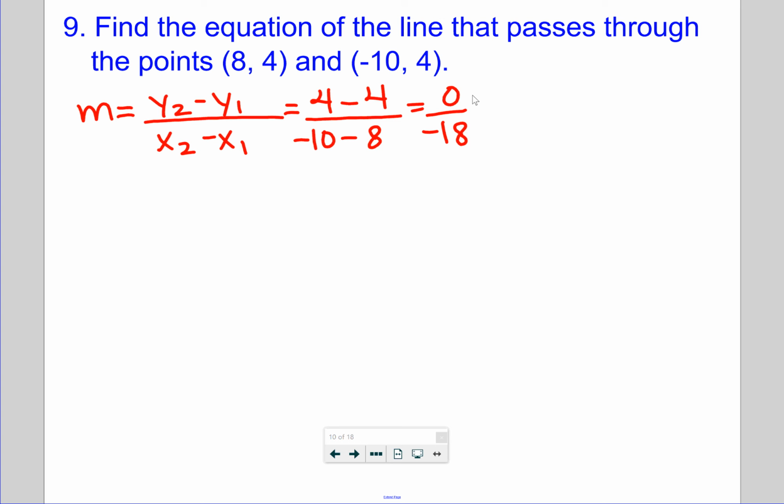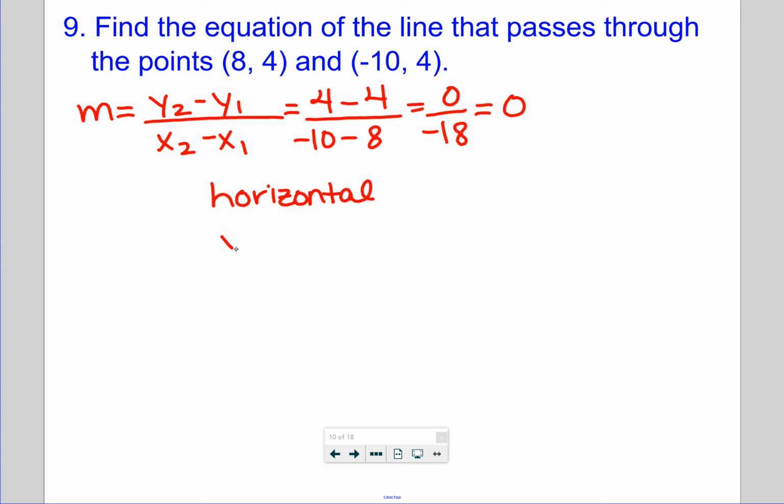Whenever you do the slope formula and you have a 0 in either the numerator or denominator, that's telling you you have a special case. If your 0 is in the numerator, your slope is 0. And you need to think about what kind of lines have a 0 slope. That tells you you have a horizontal line.